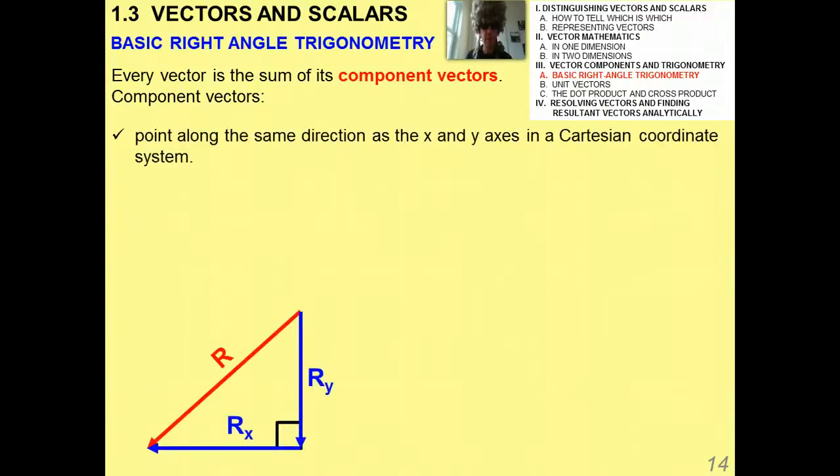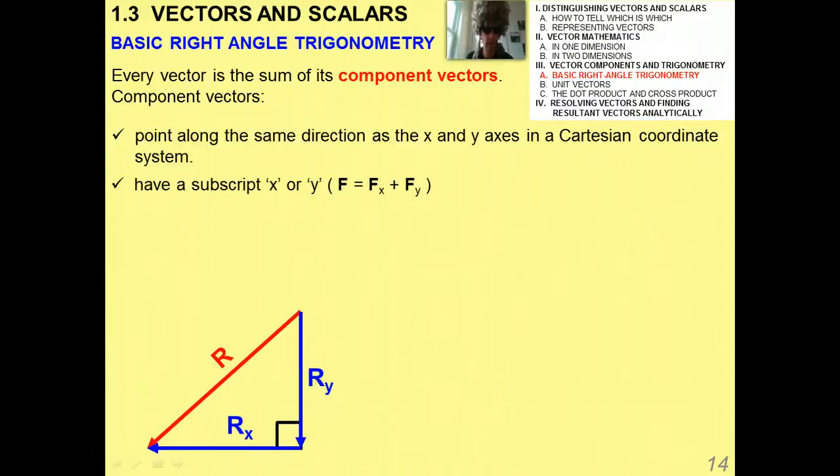So component vectors are vectors that point in the same direction as the x and y axes in the Cartesian coordinate system. Component vectors are often shorter than the actual vector that you're representing by components, but they can never be longer. They can only ever be the same length under certain circumstances, and that will become clear a little bit later. All right, so we give component vectors a subscript x or y.